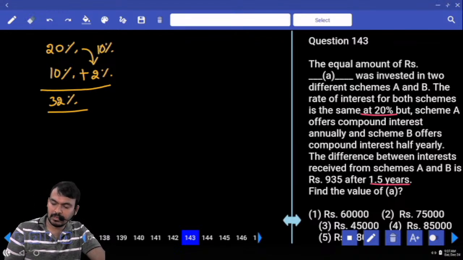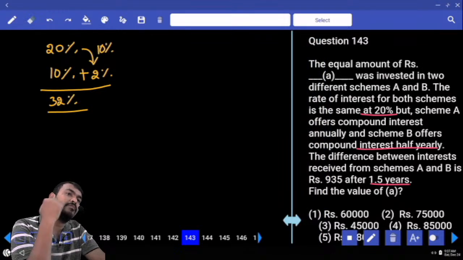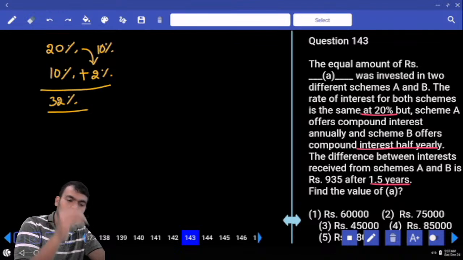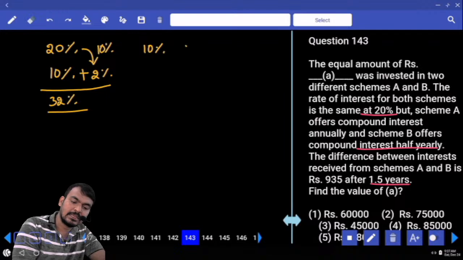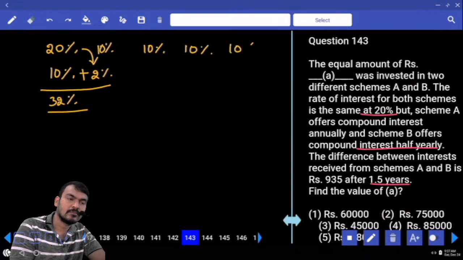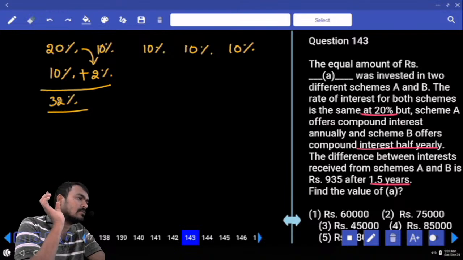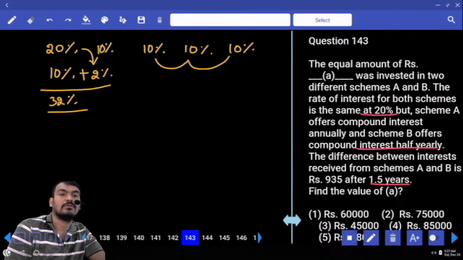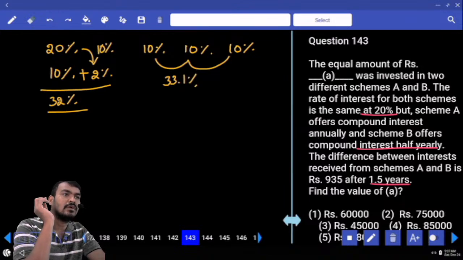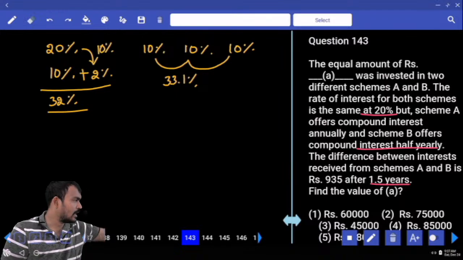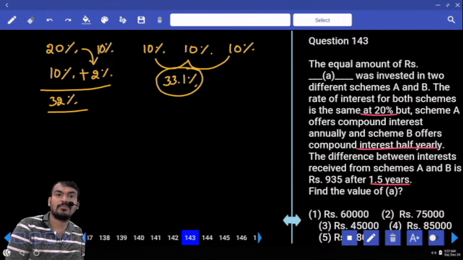Next, what is scheme B? Interest will be calculated on half yearly basis. But in 1.5 years, how many half years? 3 half years. Means first 6 months, second 6 months, third 6 months. What is the 1 year rate? 20%. 6 months rate? 10%. How many times do we need 10%? 3 times. 10% for 3 times means 33.1% compound interest. But annual basis 32%, and half yearly basis 33.1%.